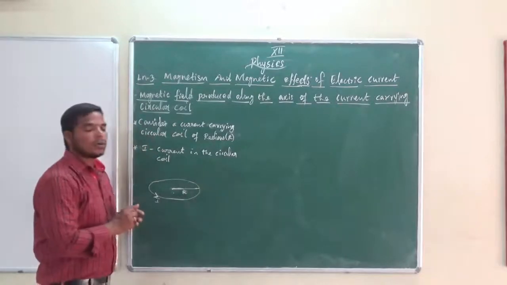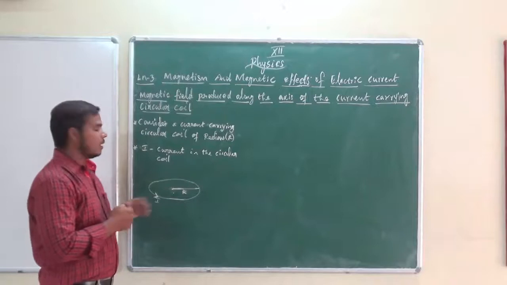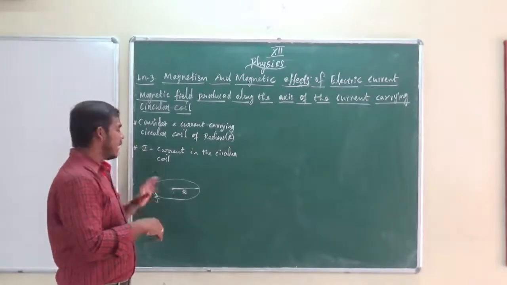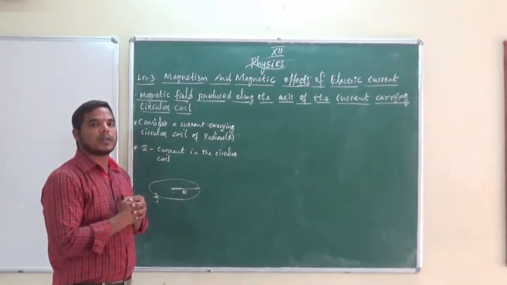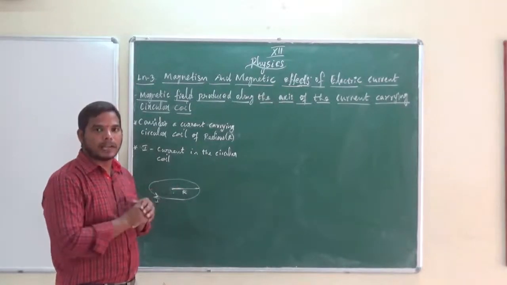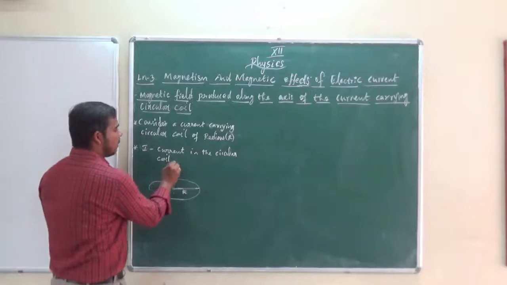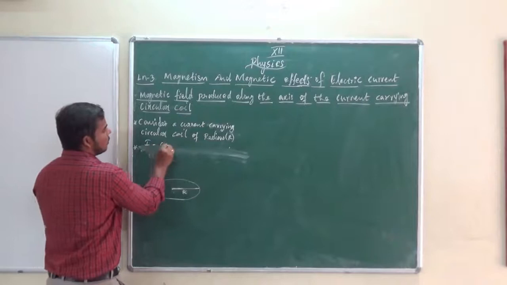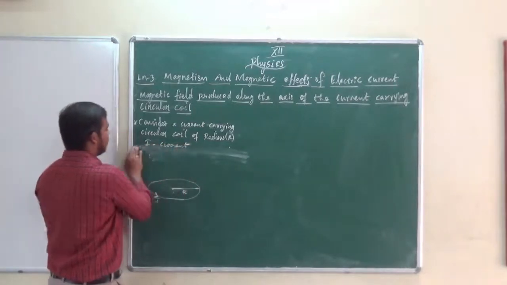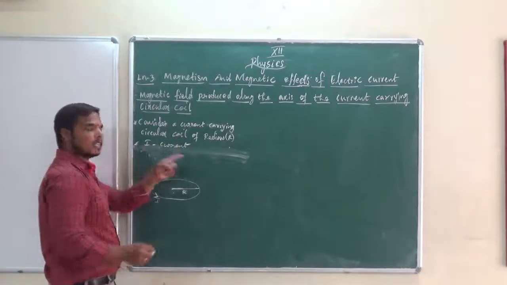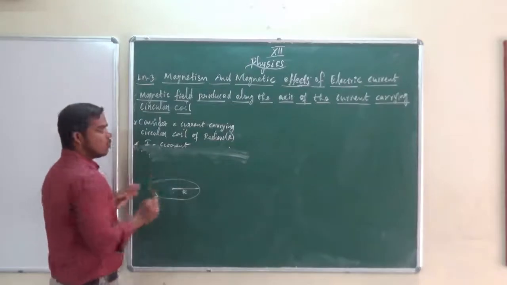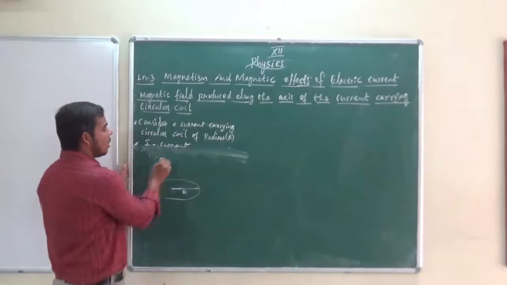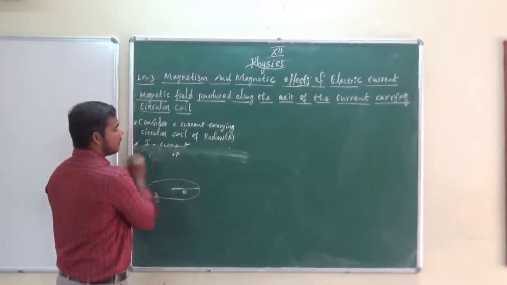Now we have to find the magnetic field in the circular coil. We are not able to find the magnetic field directly in the circular coil, so we have to assume a point P. I denotes the current in the circular coil. Our aim is to find the magnetic field in the circular coil, isn't it? So I assume the point P.